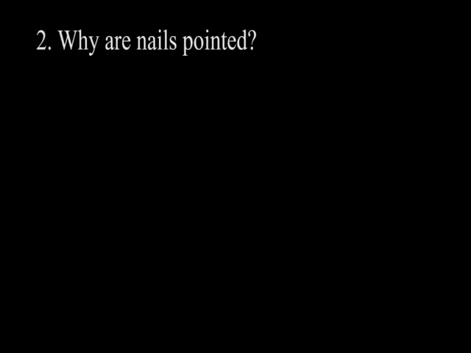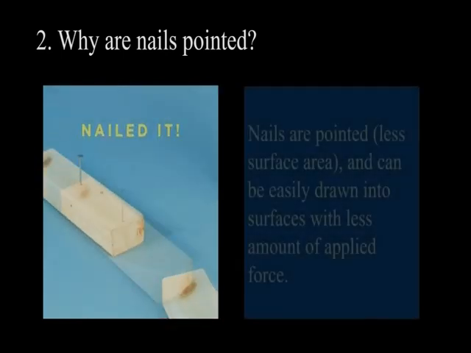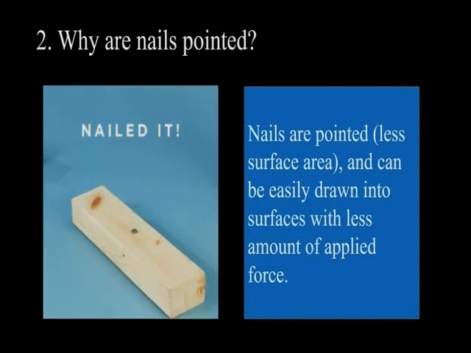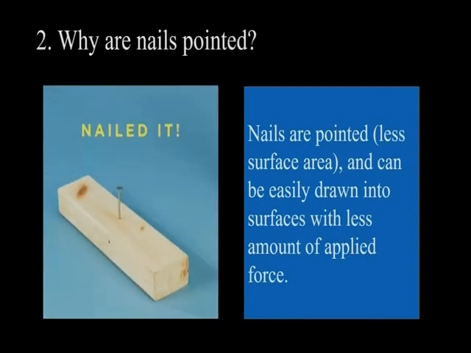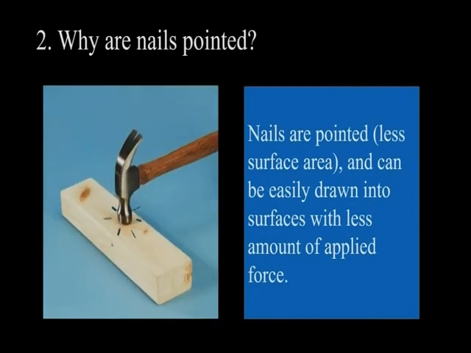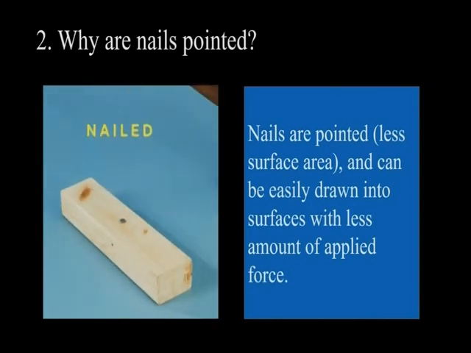Why are nails pointed? Nails are pointed to provide less surface area so they can easily be driven into the surface with less applied force. If the nails are pointed, the surface area will be less, and when the surface area is less, the pressure will increase. So with a little bit of force, we can nail them easily into the wooden block. That's the reason why nails are pointed. Let's look at the next one.